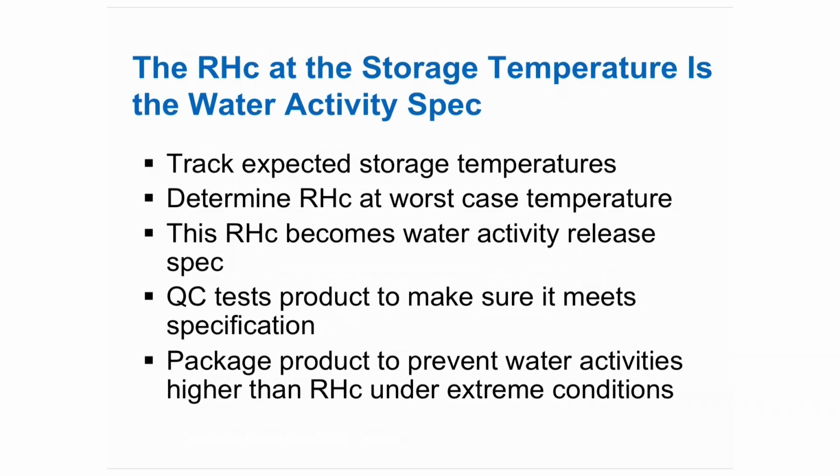And so it's important to know what that critical water activity is at the typical storage temperature, and that becomes the water activity specification. So once you've identified what that value is, you would track expected storage temperatures and then figure out what the critical water activity is going to be at worst case scenario storage temperatures. This critical water activity becomes then the water activity release specification. QC tests on the products are done to make sure that it meets that release specification. And then, of course, you package the product in such a way to prevent it from experiencing water activities higher than the critical water activity, even under extreme conditions.